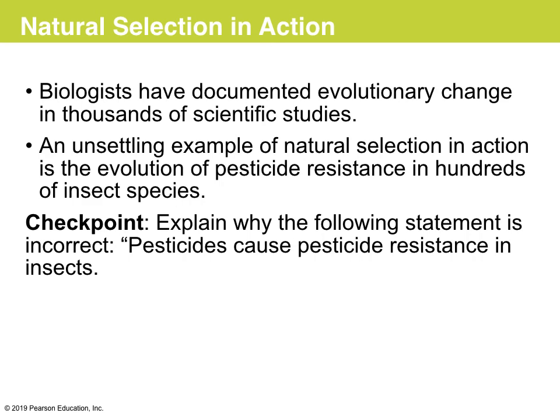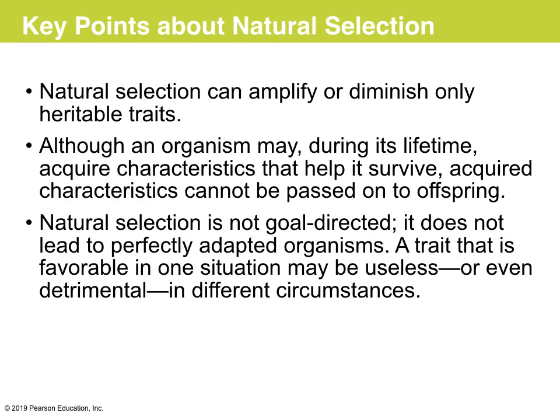Now, natural selection, therefore, can only amplify or diminish things that are heritable. Right? During its lifetime, an organism can acquire characteristics that help it survive. But if it's acquired during the lifetime, and again, sort of set aside epigenetics for now, if it acquires characteristics that help it survive, then that's something that doesn't get passed on, right? So pierced ears or big muscles or whatever, those don't get passed on to offspring. So something to keep in mind also, natural selection is not goal-directed. It doesn't lead to perfectly adaptive organisms.